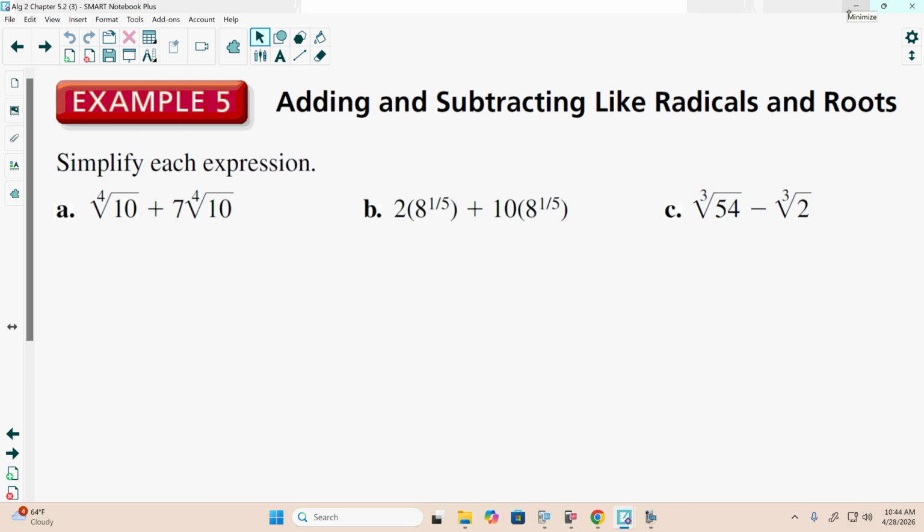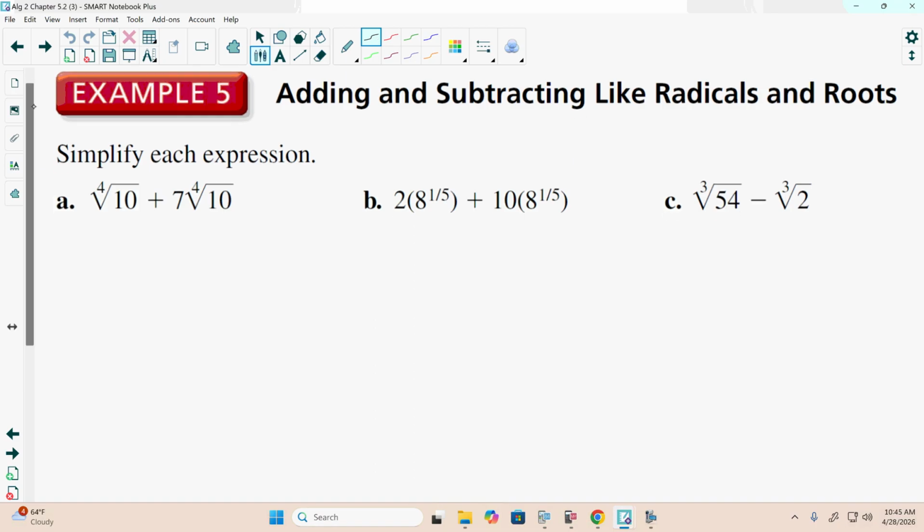All right, guys, so today we are going over chapter 5.2. We are finishing up chapter 5.2 today. And what we're doing is adding, subtracting, and simplifying radicals.